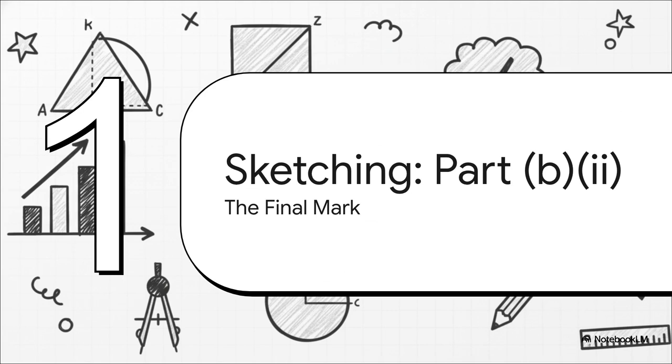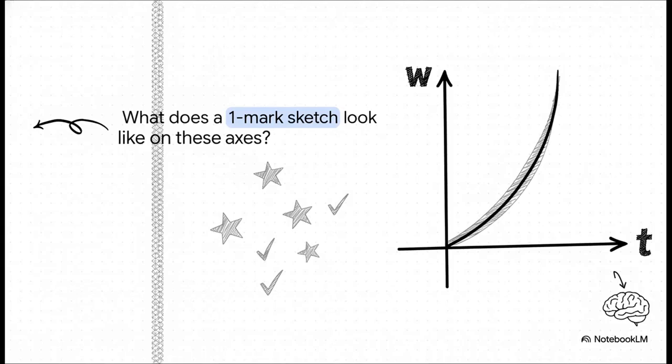We're on the home stretch now, just 1 more mark to go, and it's for part BII, which asks for a quick sketch of the relationship. So what exactly does a 1-mark sketch need to look like? You get a blank set of axes, W on the vertical, T on the horizontal. You don't need to plot any specific points or anything like that. This is all about showing you understand the basic shape of the relationship, W equals K times the square root of T. It's another one of those C1 communication marks.